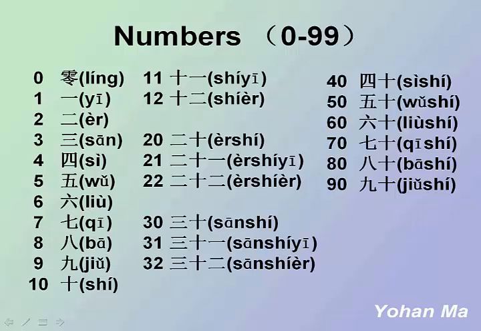Then 12. That's 10 and 2. And then 13, 14, 15, 16, 17, 18, 19. And then 20. That's 2 tens.